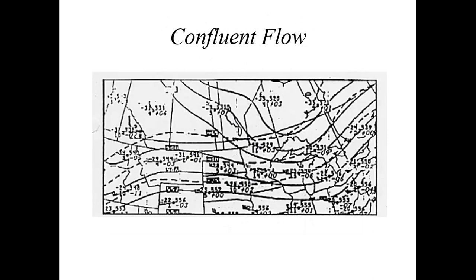Here's an example of confluent flow. The solid black lines indicate height contours, and you notice how when they come together or get closer together, they kind of run into each other. This is where the convergence is occurring, confluence or convergence aloft, the addition of mass aloft, and that's going to result in a sinking air motion. As air sinks, it dries and warms, and it produces fair weather.